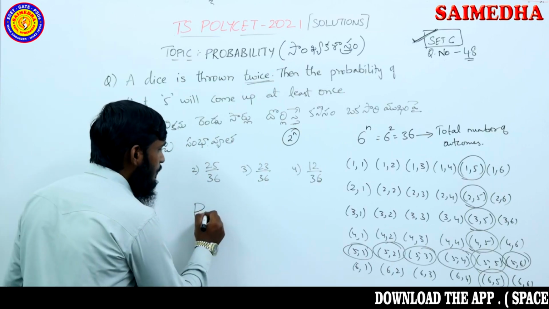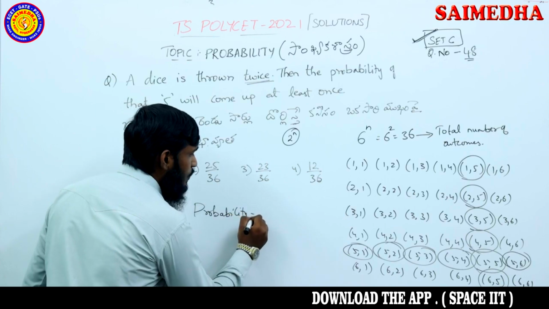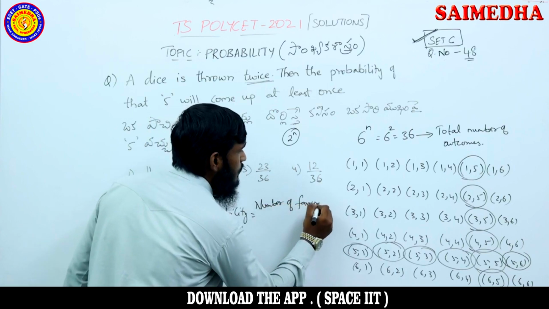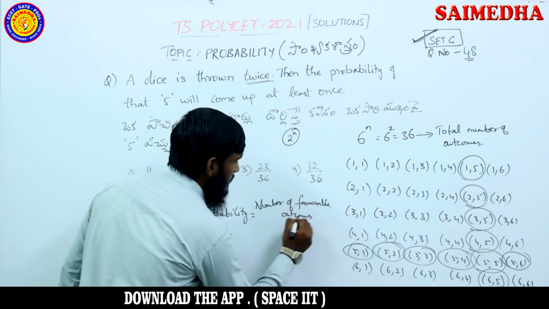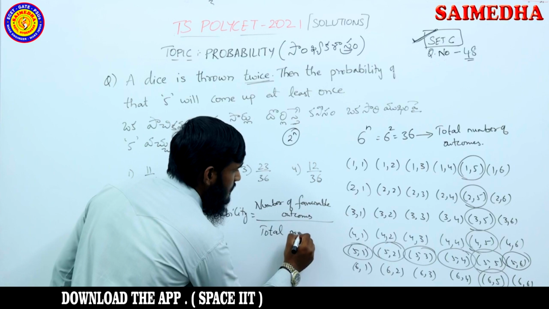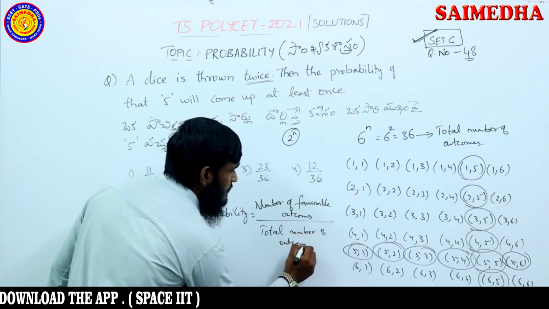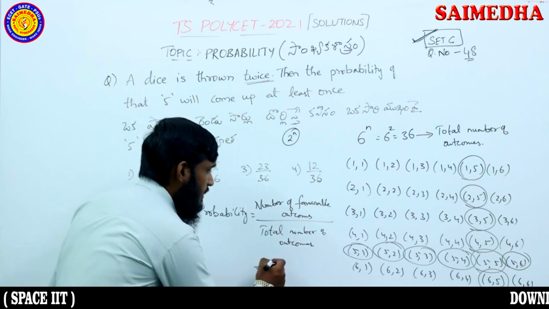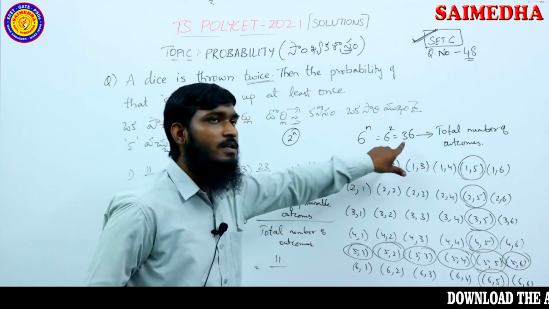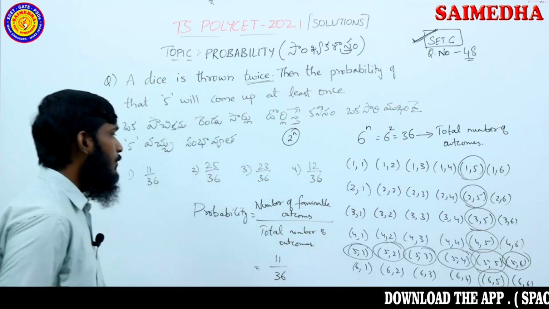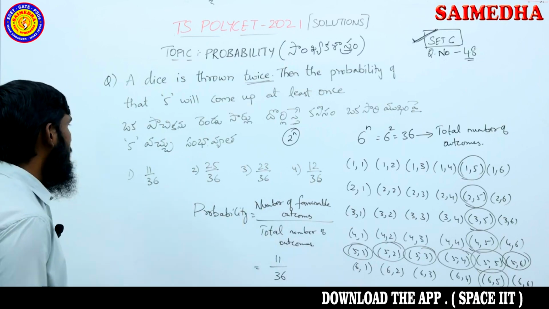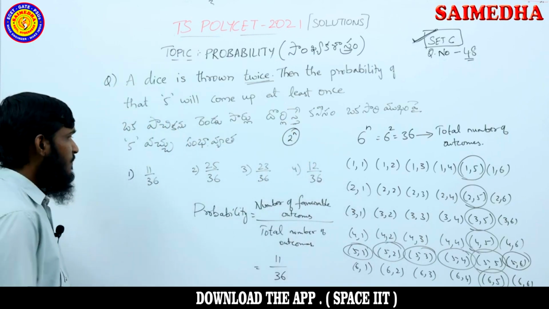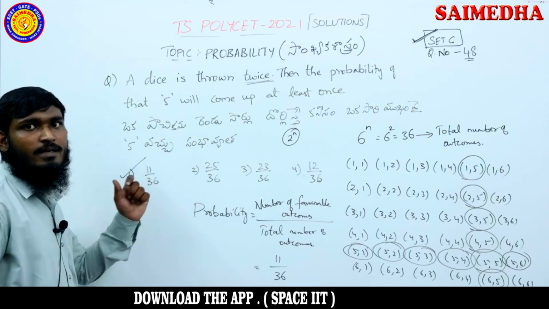What is the formula for probability? Probability is equal to the number of favorable outcomes divided by the total number of outcomes. Let us substitute the values. How many favorable outcomes are there? It is equal to 11. So 11 divided by the total number of outcomes, which is 36. So we are getting the probability equal to 11 by 36. Let us see the options: 11 by 36, 25 by 36, 23 by 36 or else 12 by 36. So option number 1, which is 11 by 36, is our correct answer.